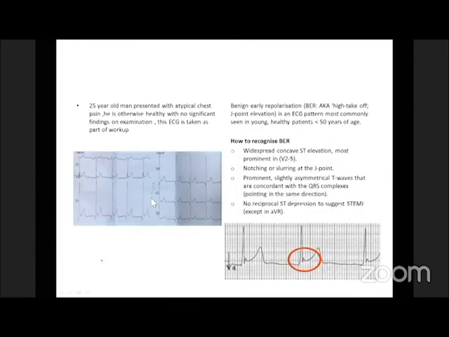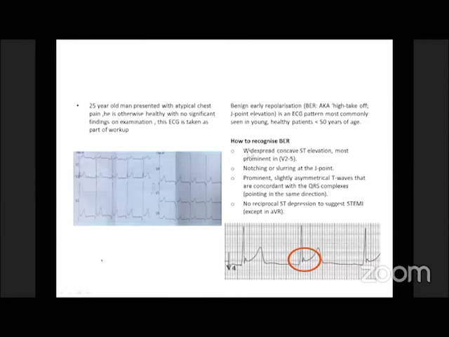This is another cause of ST segment elevation. A 25-year-old man presented with atypical chest pain, is otherwise healthy with no significant finding on examination. This ECG is taken as part of workup. There is ST segment elevation again, but the pattern of ST segment elevation is different from others. Usually this is early repolarization syndrome, a benign early repolarization syndrome.